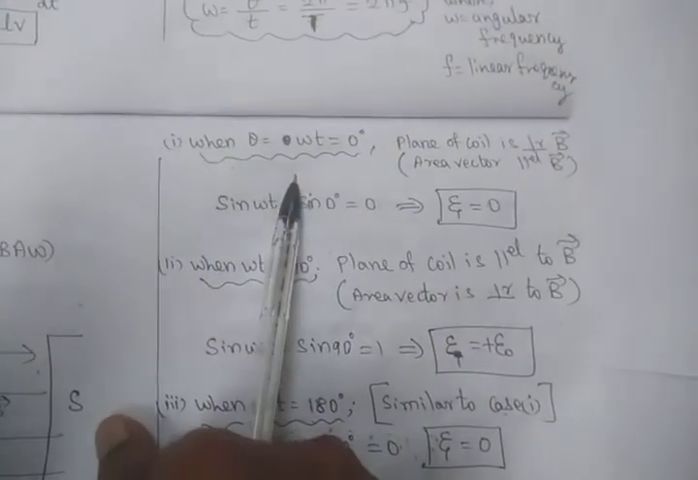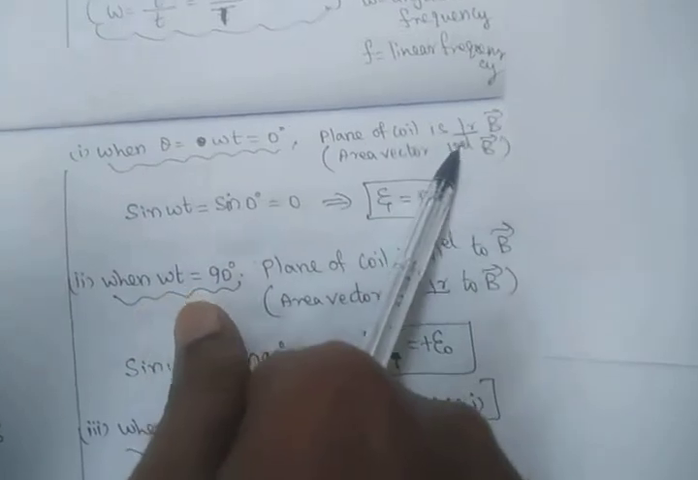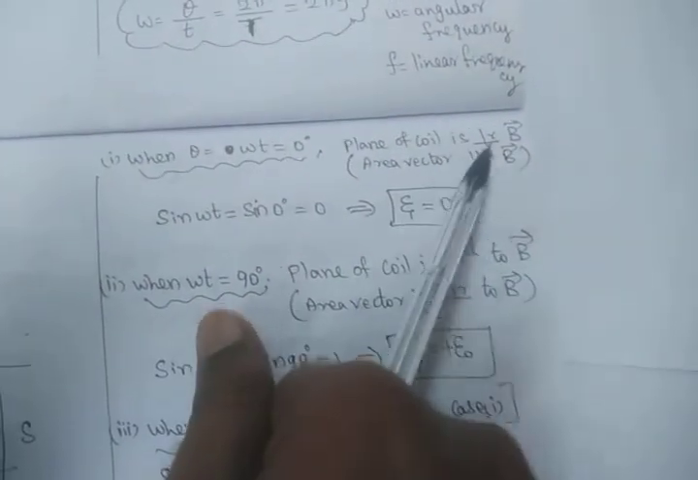That is the first case we are going to see. When theta is equal to 0 degree, the plane of the coil is perpendicular to B, but the area vector is parallel to B.